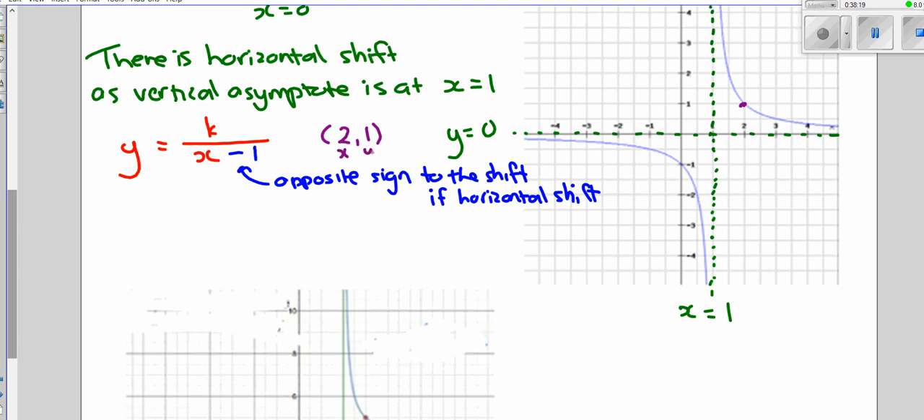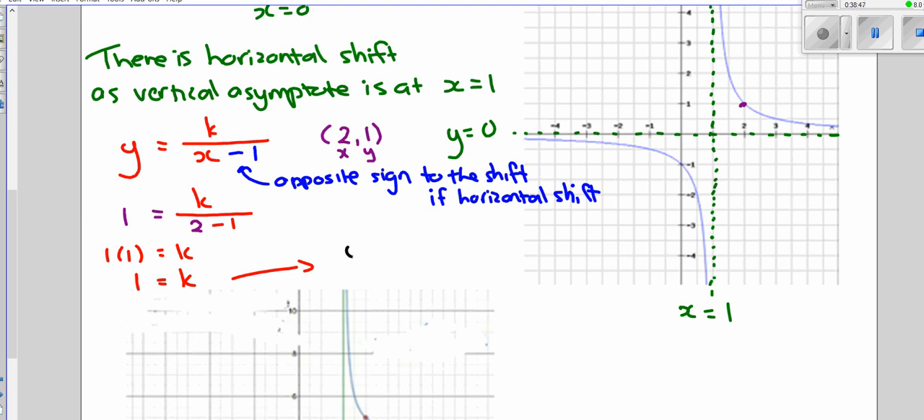1 equals k over x minus 1, so 2 minus 1. 2 minus 1 is 1. So 1 times 1 is k, so k equals 1. So our function therefore is y equals 1 over x minus 1. That's our function.